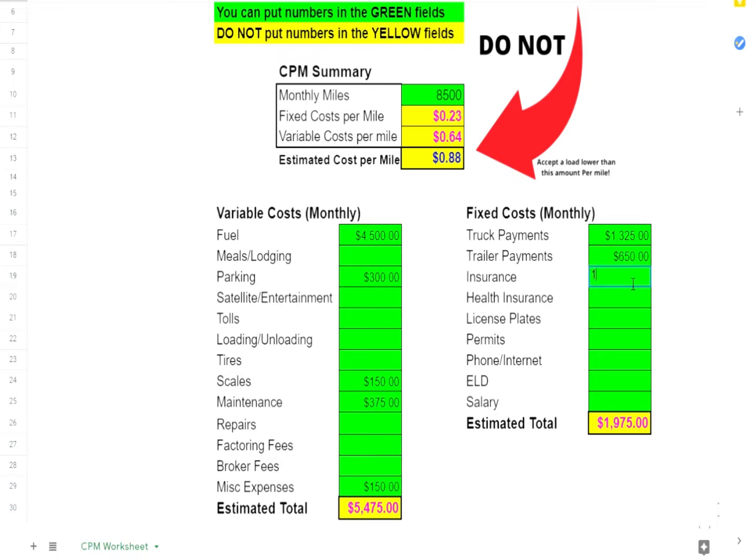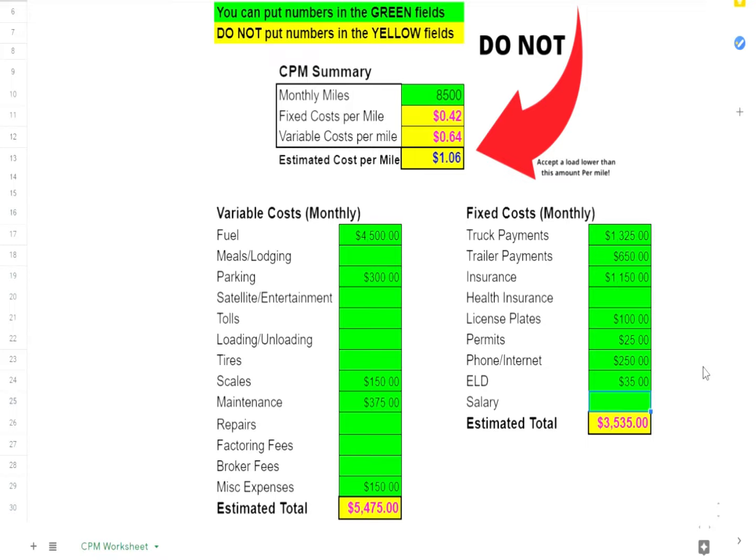Insurance, my insurance was I think $1,150. No health insurance. My wife is good for that, so she's got me on her plan. So $100 a month there. Permits are probably close to like $25 a month. Phone and internet, let's go ahead and put that at $250. My ELD subscription was $35 a month.